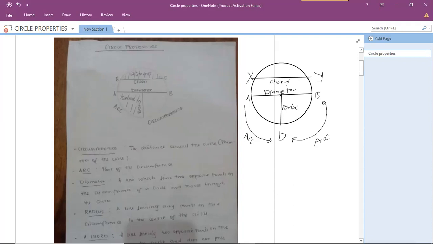And this region here, bounded by an arc, the distance from there to there, and a chord is known as a segment. So this right there becomes a segment.